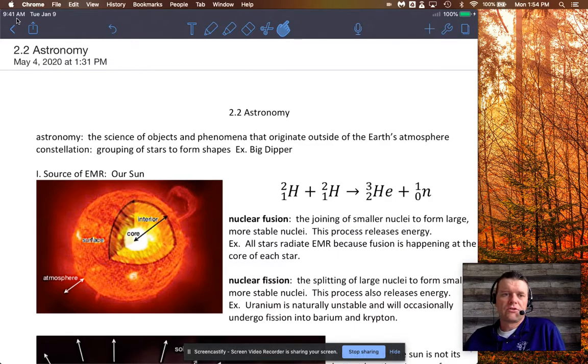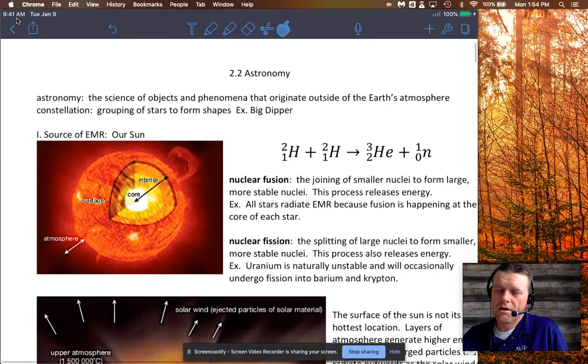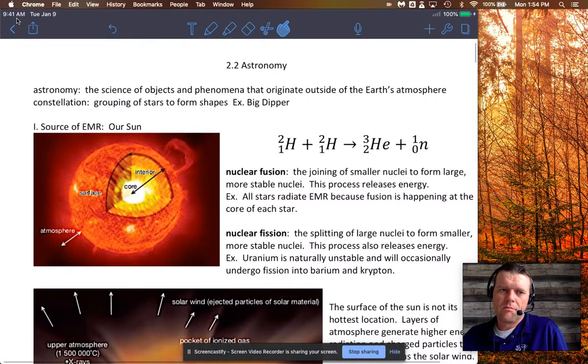So, astronomy, yes, it's the science of objects and phenomena that originate outside the Earth's atmosphere, basically everything outside of Earth. I think you're all familiar with constellations. As fascinating as those are, you just need to know in general that's a grouping of stars. But what is a star? And that's what we're going to get into a little bit. Basically, a star is the product of nuclear fusion.